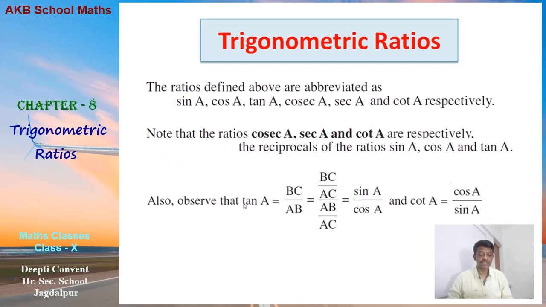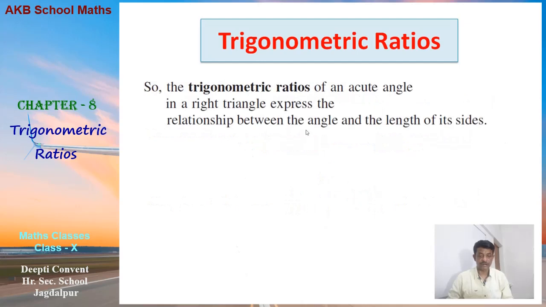Also we see that tan A equals sine by cos. So remember this formula, tan A equals sine upon cos. You can verify it from the diagram. And similarly, cot is the inverse of tan, so cot A equals cos by sine. These are two important formulas, and the ratios are also important formulas. Okay, so remember it.